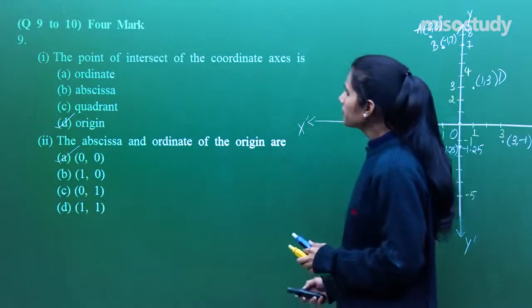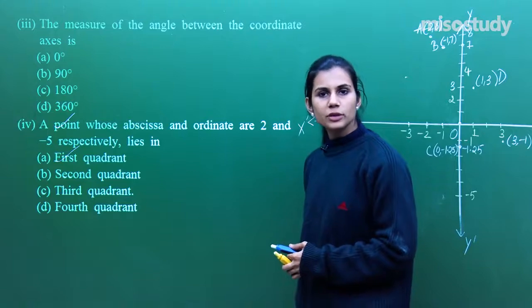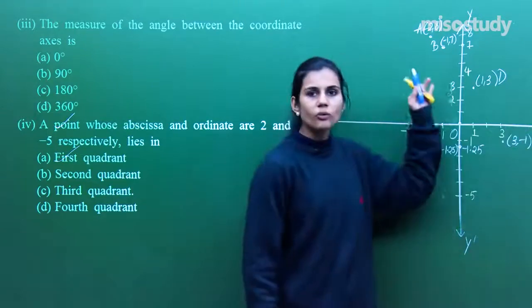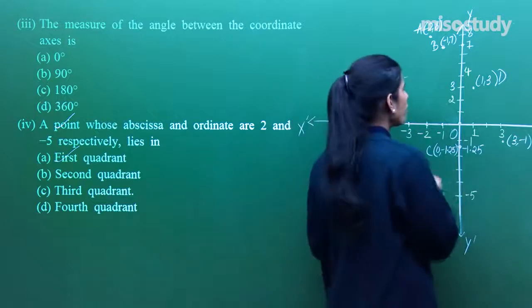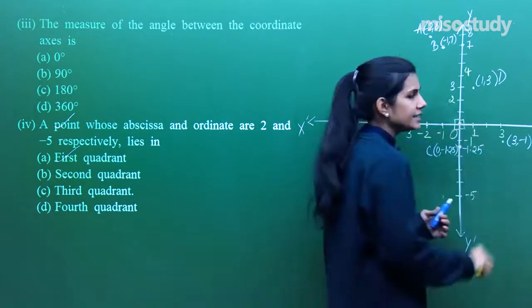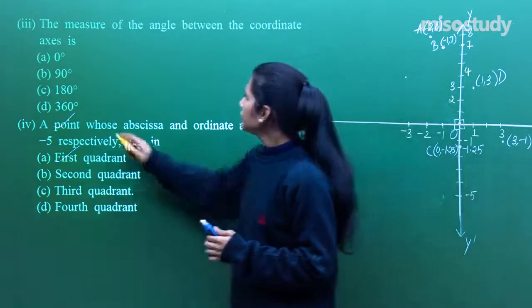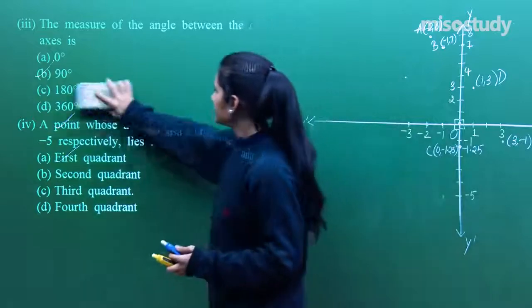Next we have: the measure of the angle between the coordinate axes is what? Obviously, the x and the y axis, the coordinate axes, are mutually perpendicular to each other. So obviously the angle of intersection is 90 degrees. Because of perpendicularity, the angle is 90 degrees.